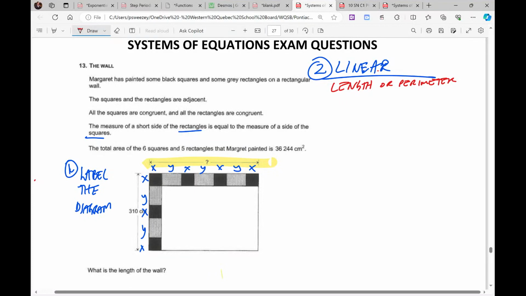So let's look at this here. For length, it's saying here, if this was a sentence, length of that wall is 310. So x plus x plus x plus y plus y, 3x plus 2y is equal to 310. That's the only hard part of this, is to be able to see that. x plus x plus x plus 2y is equal to 310.